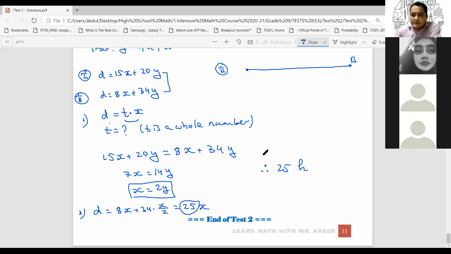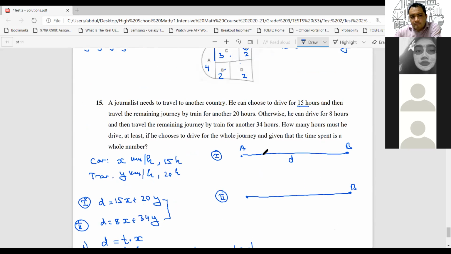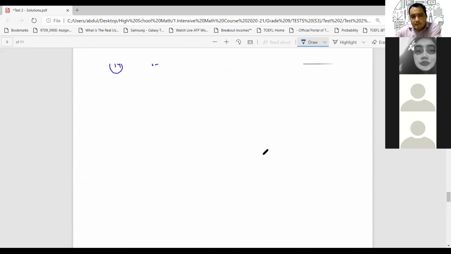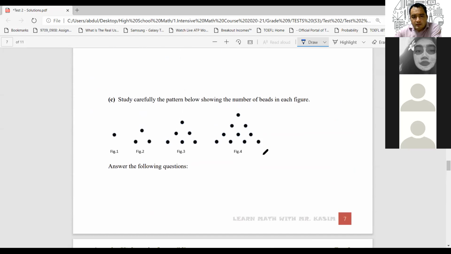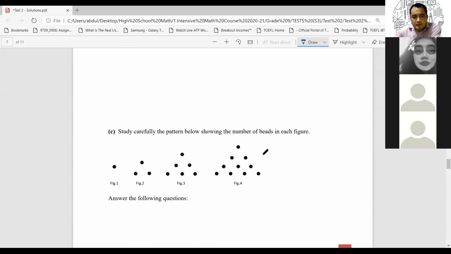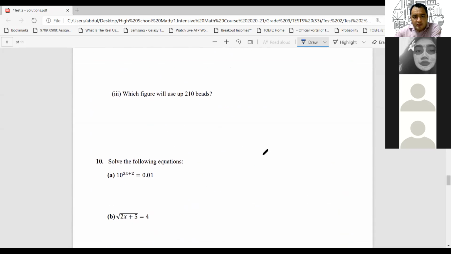Can we discuss one of the questions also? One of the questions in it was 9C triple I. And what is the figure? Which figure will use up 210 beads? Because I did it one by one, it takes a lot of time. Is there a formula for it?